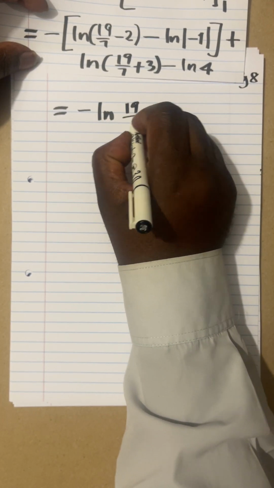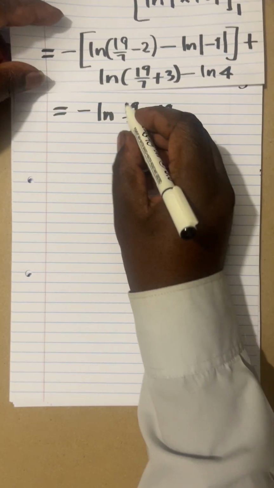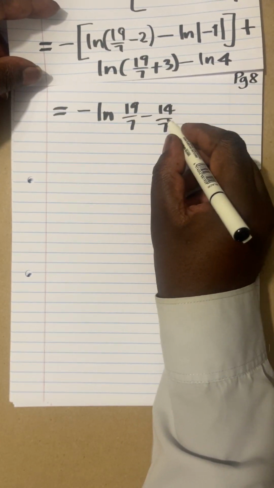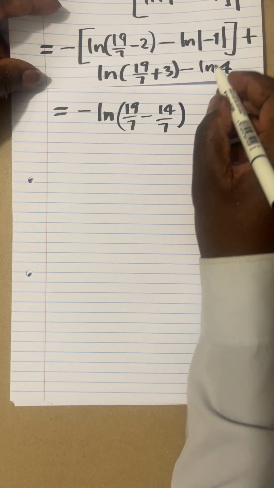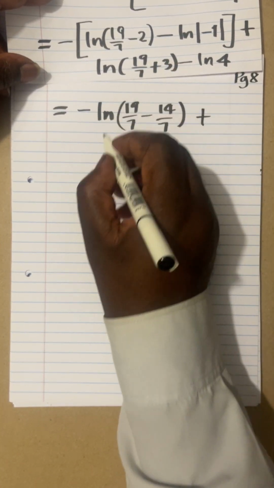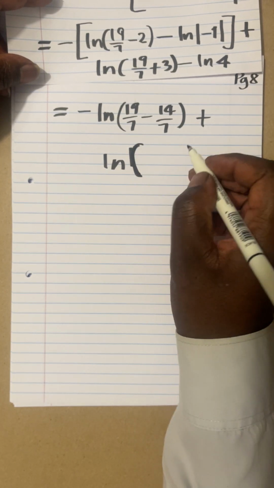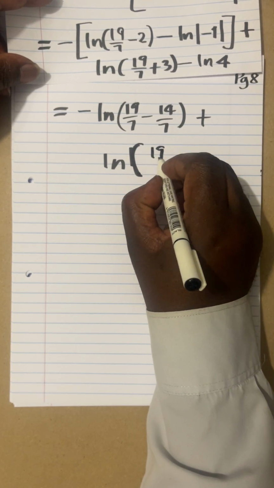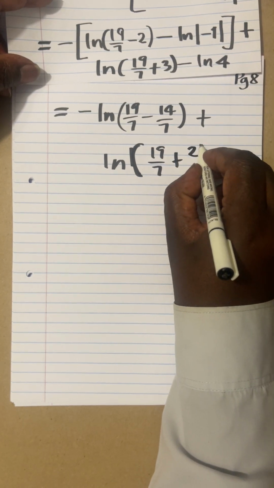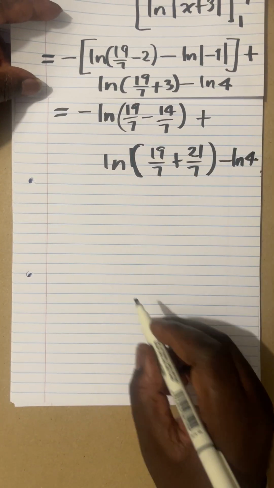So what I have now is, check this out, I now have minus here, natural log of 19 over 7 minus 14 over 7. That's my minus 2. And I'm going to say this is positive, and then this is gone, and I'm going to have plus. This part here, I'm going to say natural log of, check, this one is going to be positive, so I have to have round brackets, 19 over 7 plus 21 over 7, and then minus natural log of 4, that one there at the end.